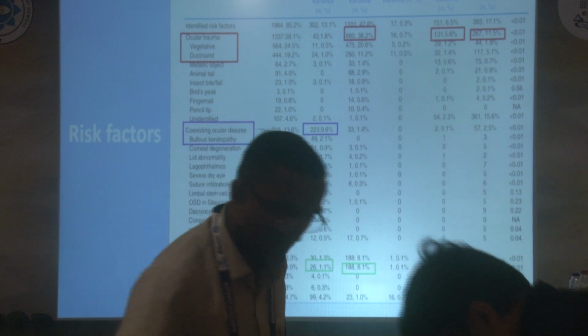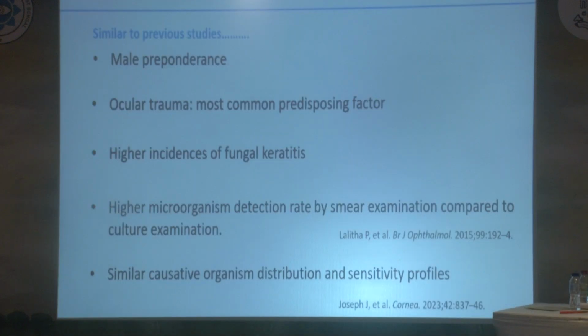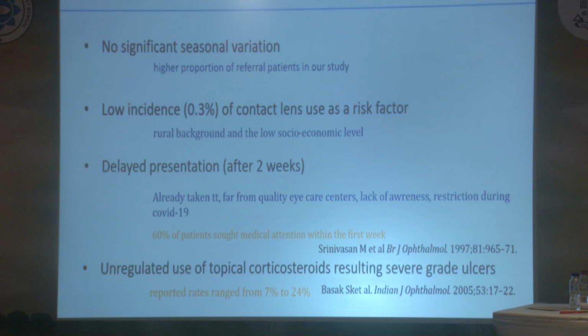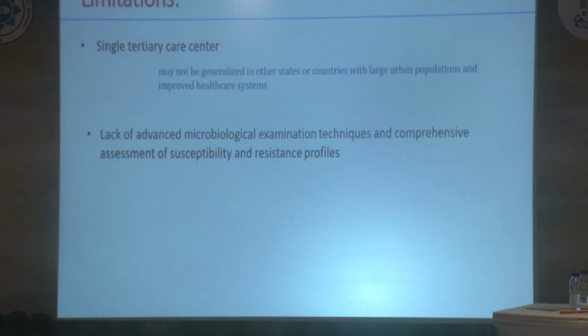Risk factors were the same as in other studies; the most common predisposing factor was trauma. In bacterial keratitis, the coexisting ocular disease was the main factor, and among systemic conditions, diabetes was common in all. Similar to other studies, we also had male preponderance. Fungal keratitis was the commonest, and smear positivity was more, with a similar profile. But what was different in this study was that the majority of cases presented to us after 2 weeks. That was delayed presentation, unlike other studies. And the most serious concern was unregulated use of corticosteroid, resulting in severe grade of ulcer.